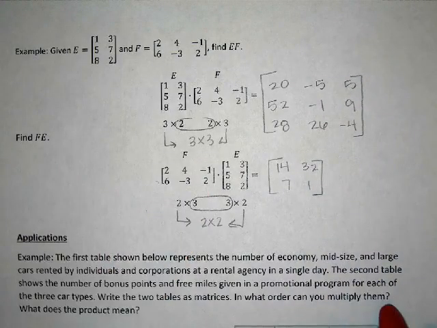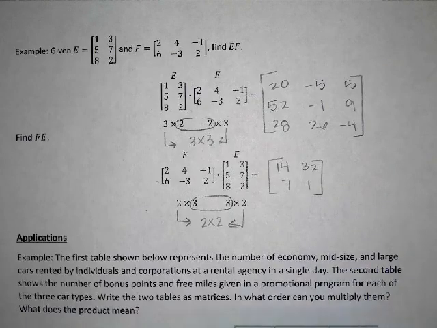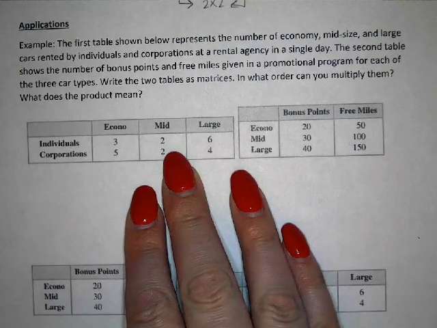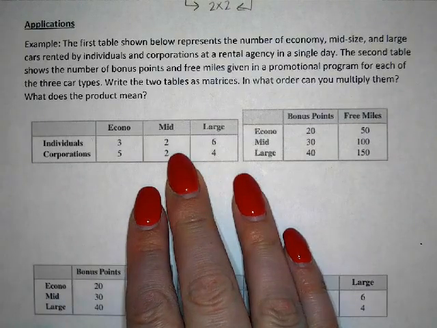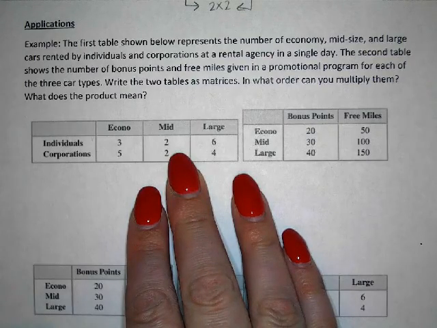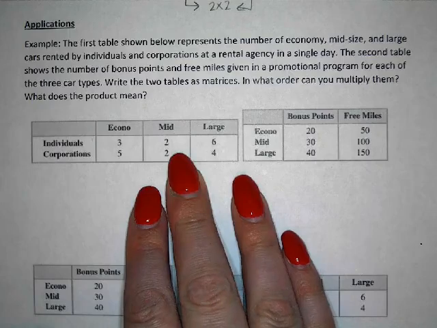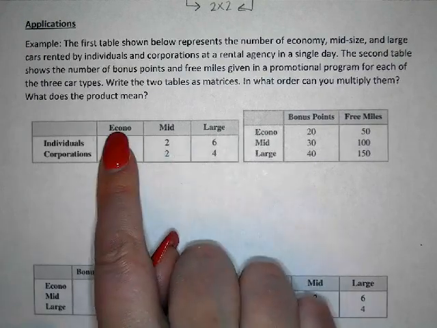All right. Next, we're going to look at some application problems. So this application problem says the first table shown below represents the number of economy, mid-size, and large cars rented by individuals and corporations at a rental agency in a single day. So this is the car size.